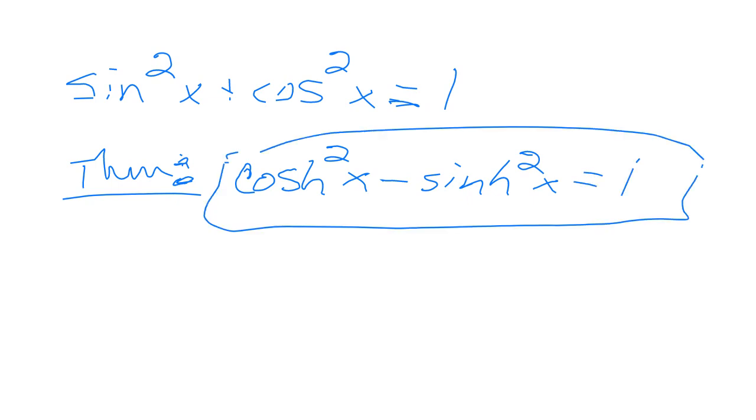So instead of sine squared plus cosine squared is 1, we have cosh squared minus sinh squared is 1. And of course we could prove that if you like. I'll leave that one to you, but let's look at another theorem.